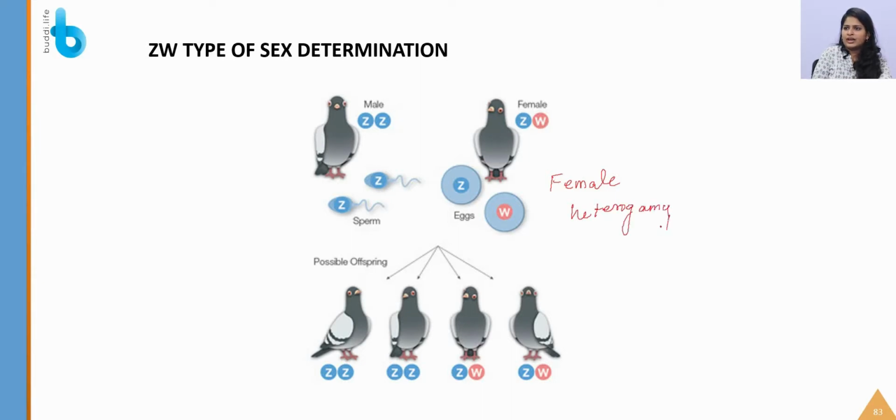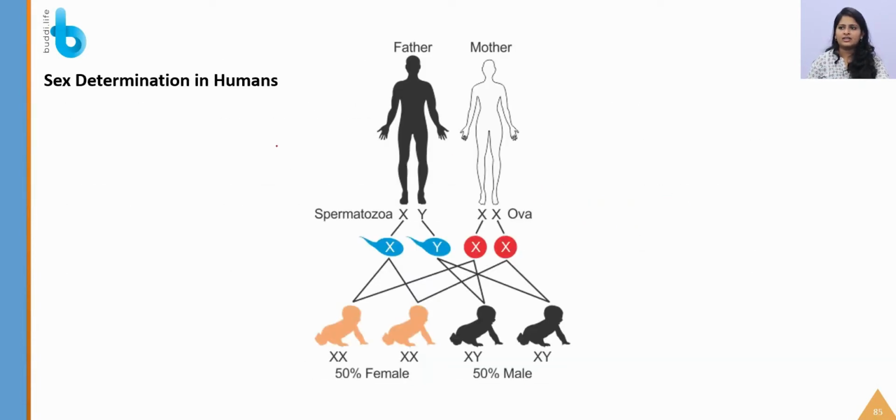So if they are asking any difference between human beings and bird sex determination, you can add these points also. Again, sex determination in human beings, the same thing which you have already seen, father and mother. Here the father is having male heterogamy.